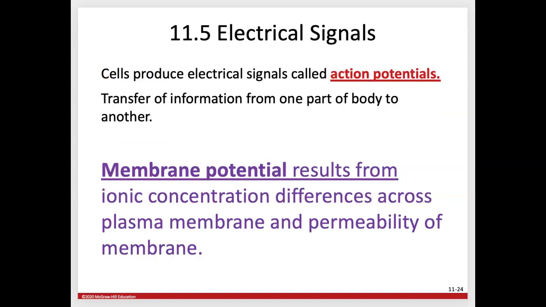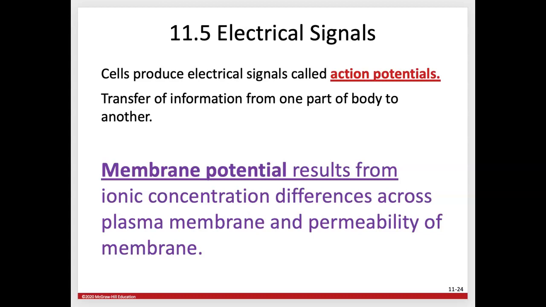So electrical signals. Cells produce electrical signals called action potentials. And it's a transfer of information from one part of the body to another. Notice how I have turned this bottom part of the slide very big, purple, some of it's bolded and underlined. What causes a membrane potential? A membrane potential results from an ionic concentration difference across the plasma membrane, as well as the permeability of the membrane.